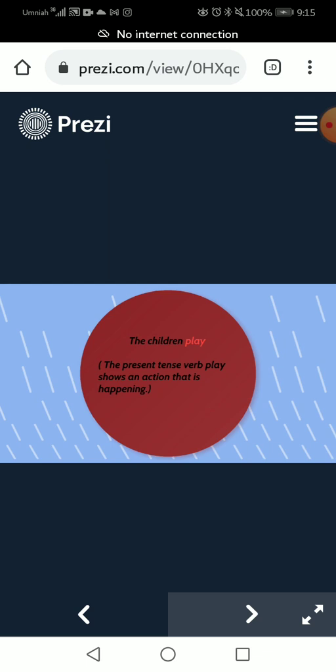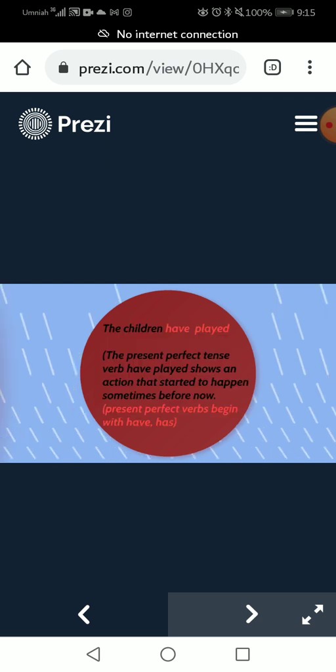The present, like the children play. The present tense verb play shows an action that is happening now. Present perfect. The children have played. Now the present perfect tense have played shows an action that started to happen sometime before now. And the present perfect verbs begin with have or has, depending on the subject.